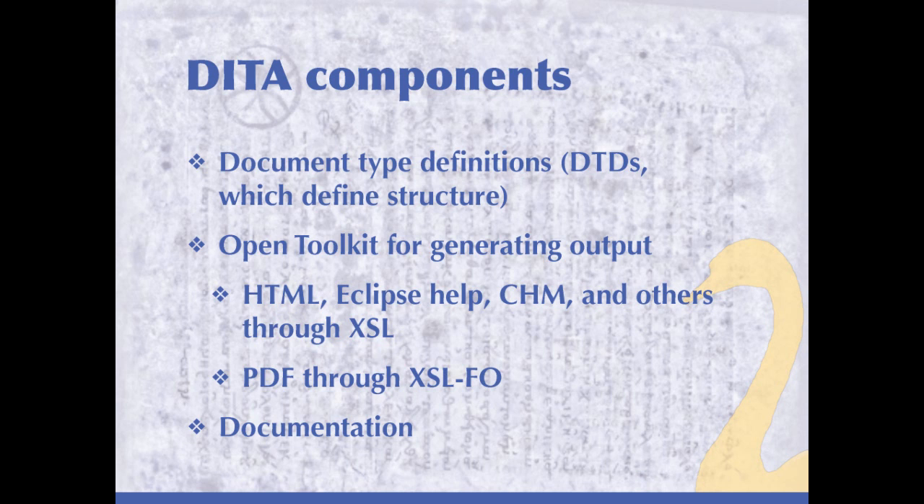There is something called the Dita Open Toolkit. This allows you to take your Dita XML files and turn them into content that is viewable by other people. And it includes HTML, Eclipse Help, CHM files, and a couple of other things actually, through the Extensible Stylesheet Language, which is a lovely, lovely programming language. And then you can also generate PDF through something called XSL-FO, which stands for Extensible Stylesheet Language Formatting Objects. It is safe to say that the Open Toolkit is not for the faint of heart, and there are other ways of generating output from Dita.